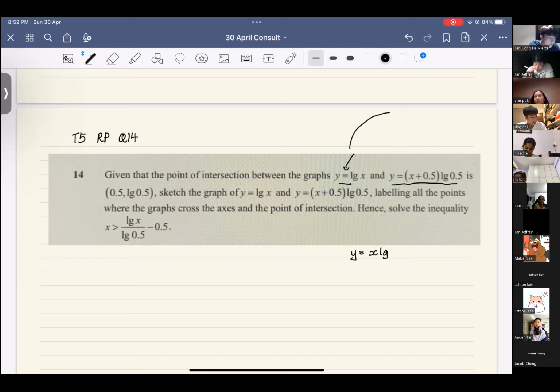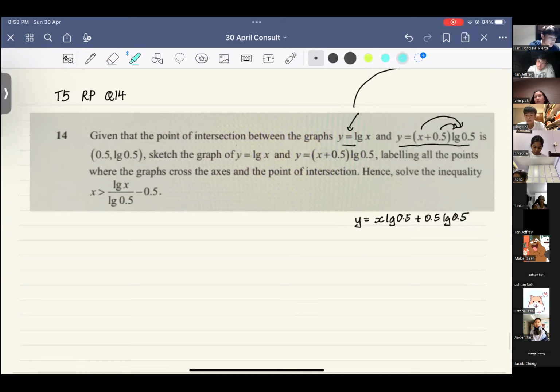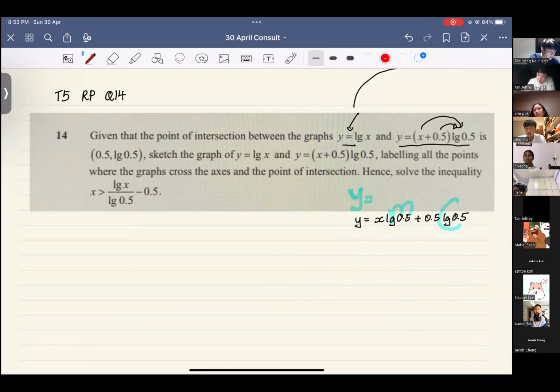Okay, so this is the same. y equals x times log 0.5 plus 0.5 log 0.5. It looks something like that. So what I want to say is, can you all see that this is like y equals to mx plus c? So this is actually a line where this is the gradient m, and this is the y-intercept c. Can you see that? That's how you all will appreciate this question.